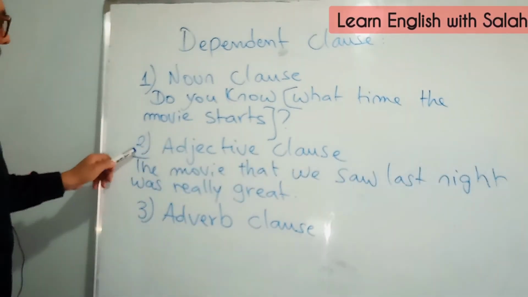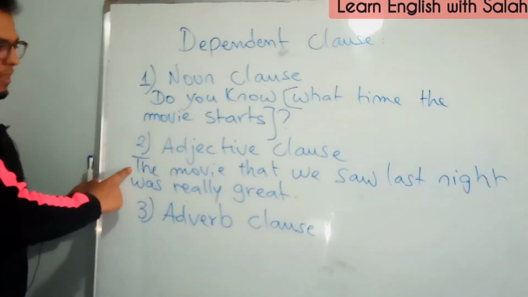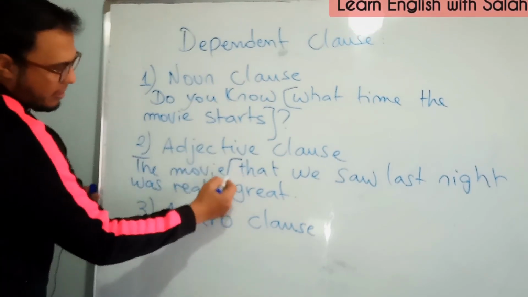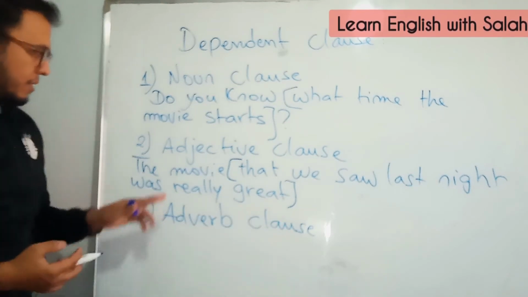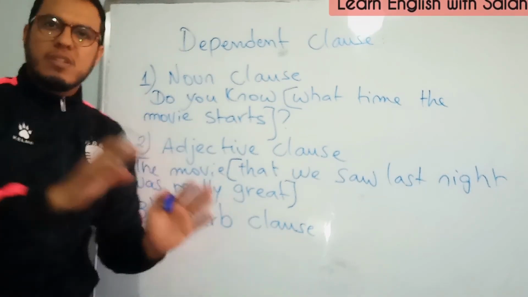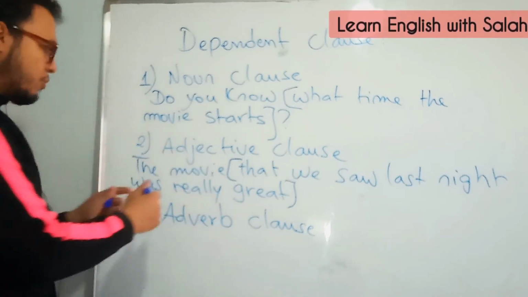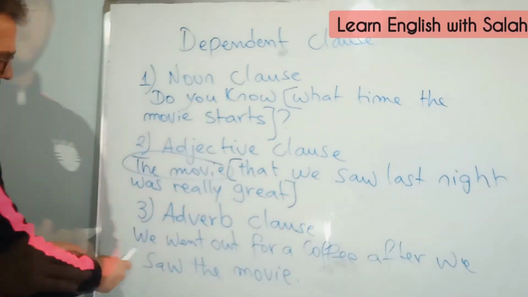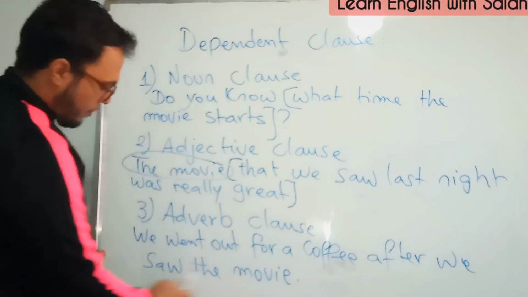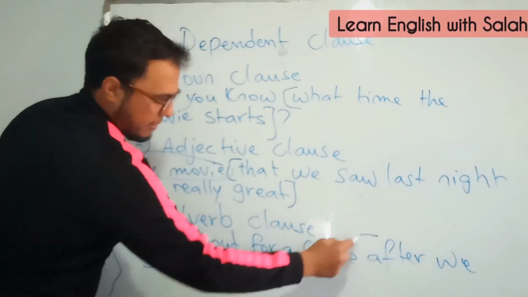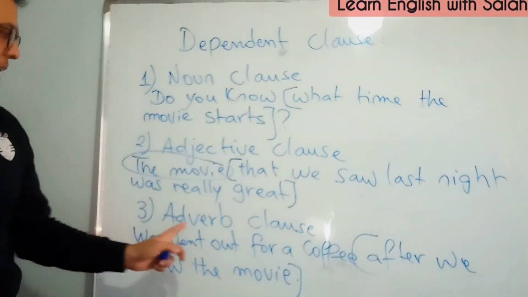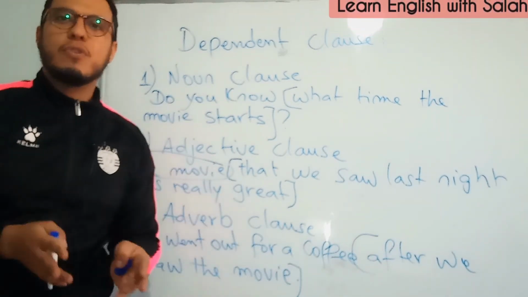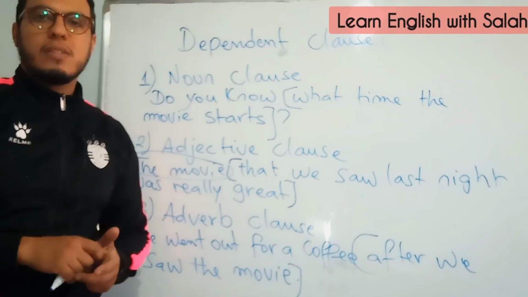The second one, adjective clause. Let's say, the movie that we saw last night was really great. So the adjective clause starts from here. It describes what? The movie. It was really great. So this clause describes what? It describes the subject of the clause, which is the movie. You say, we went out for coffee after we saw the movie. So this is the adverb clause. After we saw the movie, this is the adverb or adverbial clause.